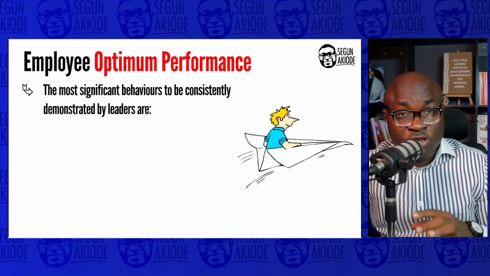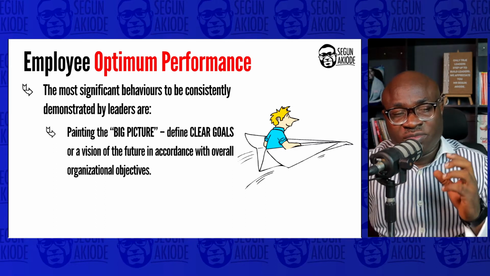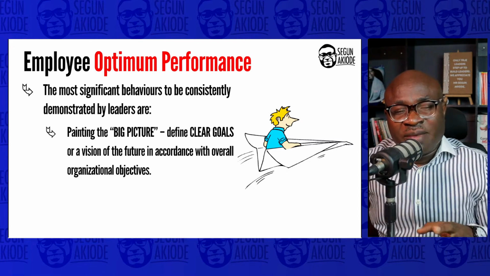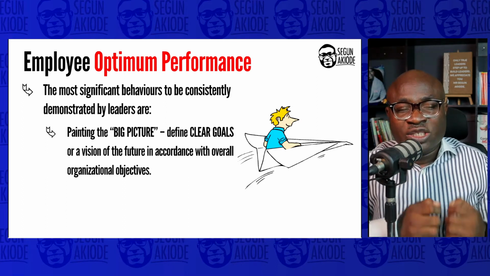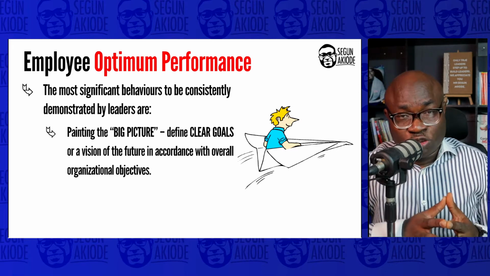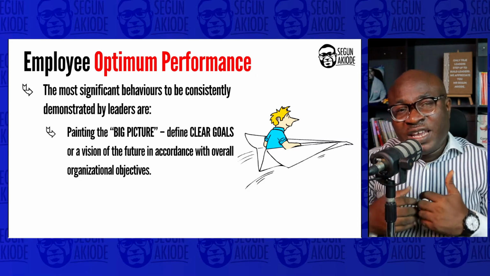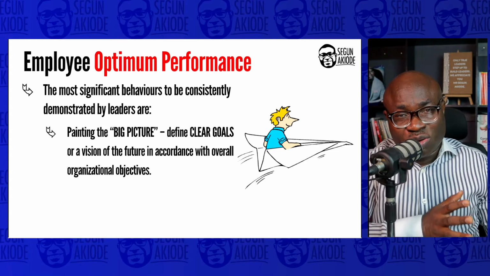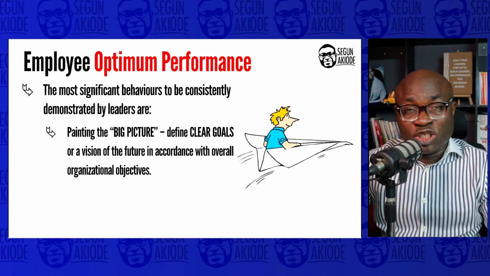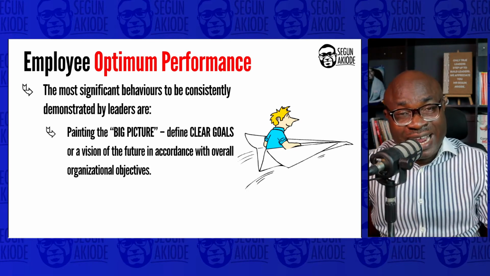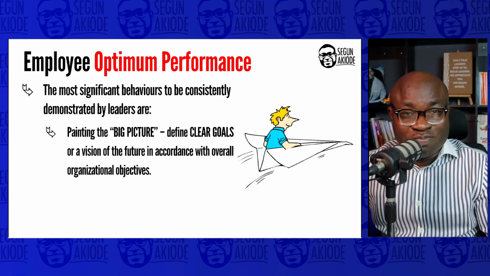The most significant behaviors that the leadership of the organization must consistently model are: one, painting the big picture. I mean, the leadership needs to define clear goals. They need to give the employee the vision of the future in accordance with the overall organizational objective. If the employee is able to connect the dots at the big picture level of what each of their activities and job tasks would amount to at the end of the day, it means the employees would be able to focus more on the big picture.